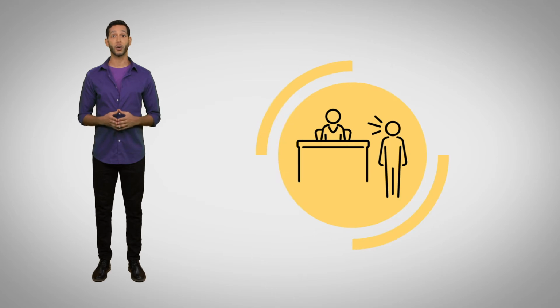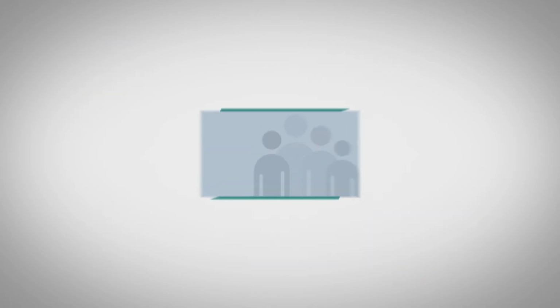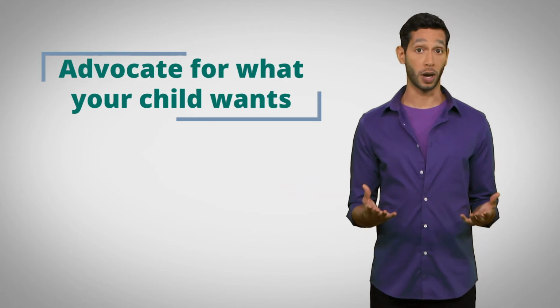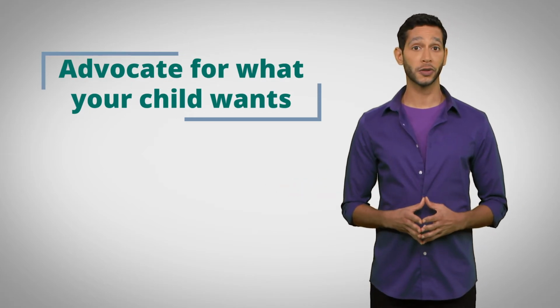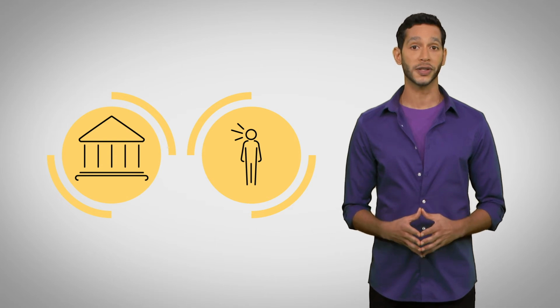The court will listen to all arguments, review evidence, and make its own decision about what it believes is best for your child. Let's talk about the second type of child counsel: child advocate attorneys. Again, the name says it all. This type of lawyer is an advocate for what your child wants. They represent your child's voice in the case. The court may appoint a child advocate attorney if it finds that your child is mature enough to vocalize their wishes in a court setting.